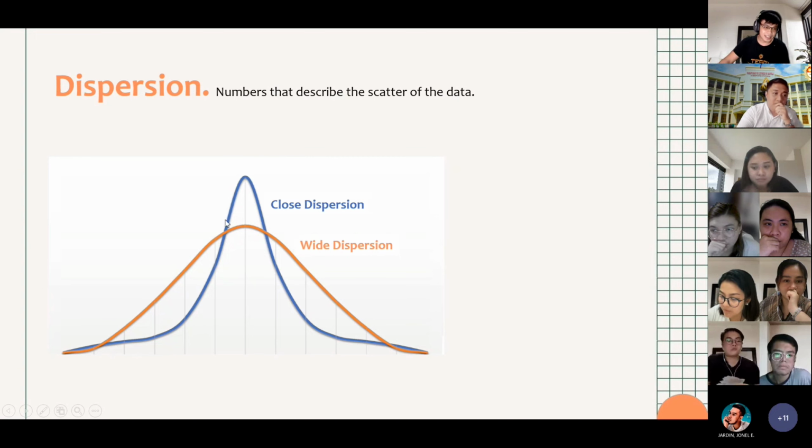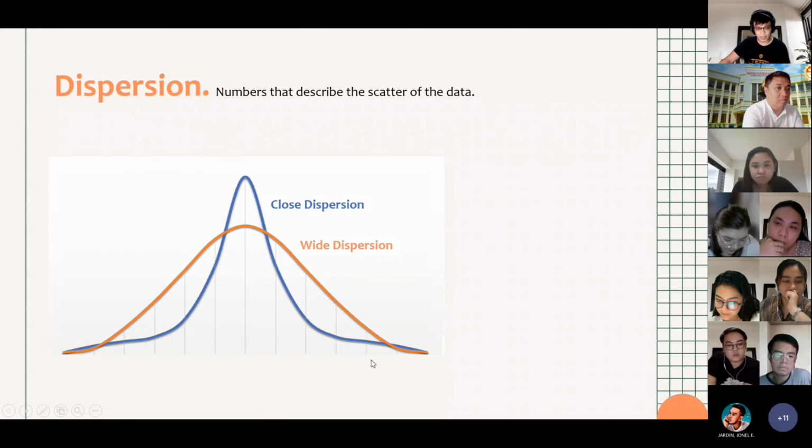While on the other hand naman, sa wide dispersion, magkakalayo ang ating data. For example, we still have the median of 50. Then sumunod na data is 10. Then may 100 tayo dito. Then may 150. So magkakalayo ang ating given data sa ating wide dispersion.